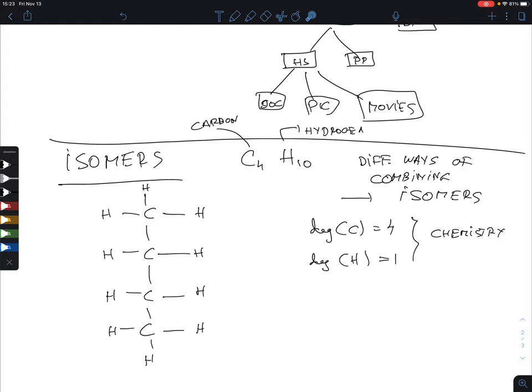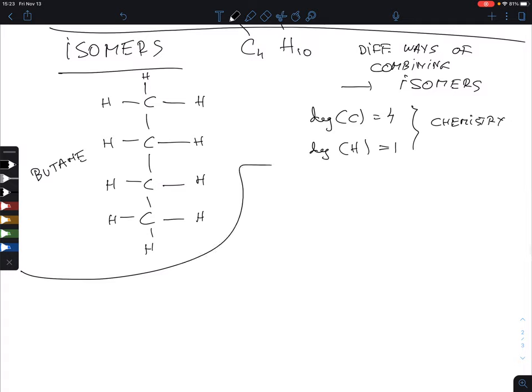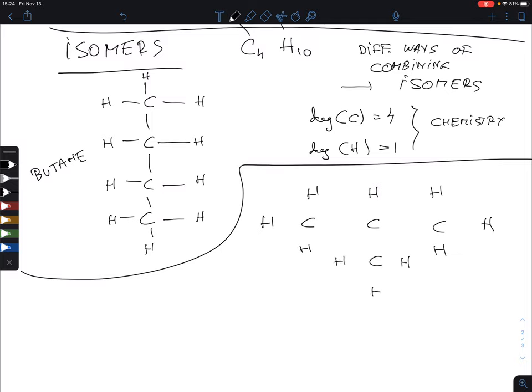Now, this is not the only arrangement. And by the way, this has a name. This is called butane. But then Cayley, or other people, observed that you can also have this combination. So I'll draw it a little bit differently. Okay. Sorry, so here they are, the four bonds. These are four bonds, this has these four bonds, and this has these four bonds.